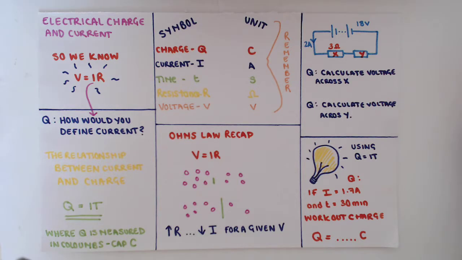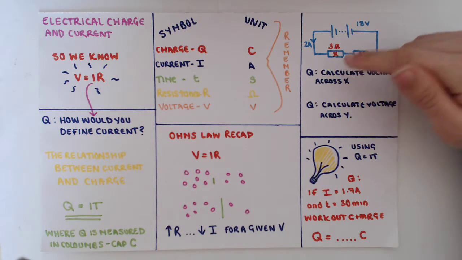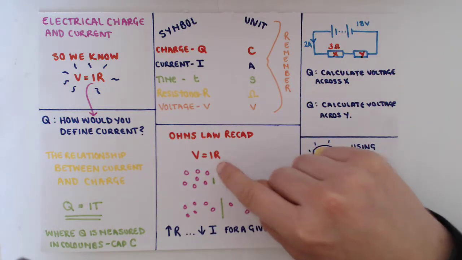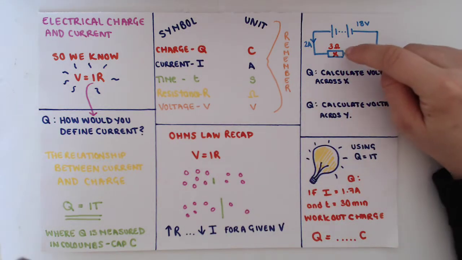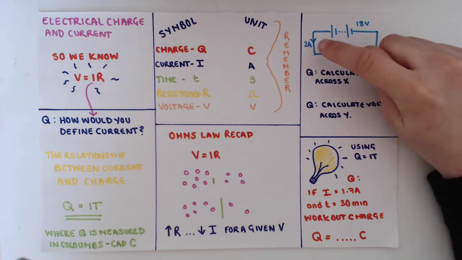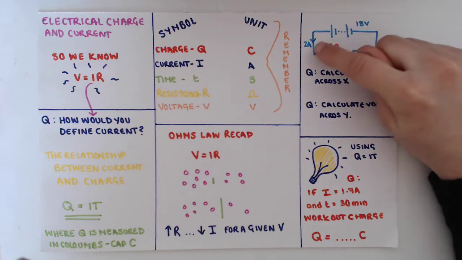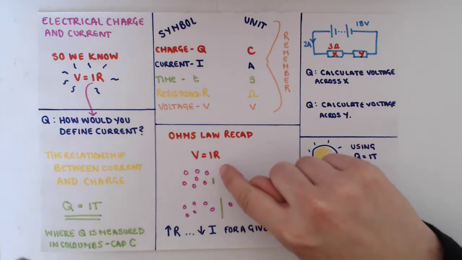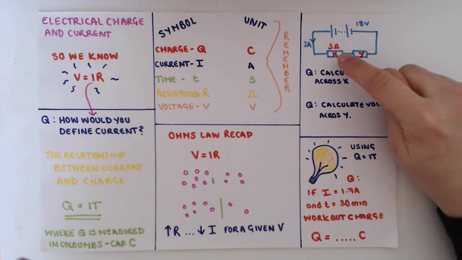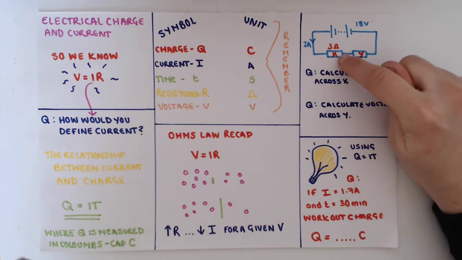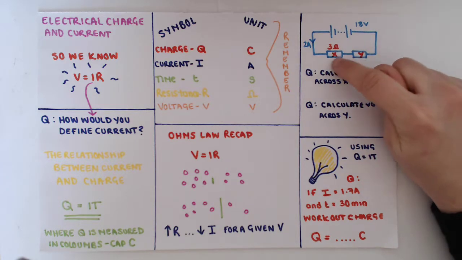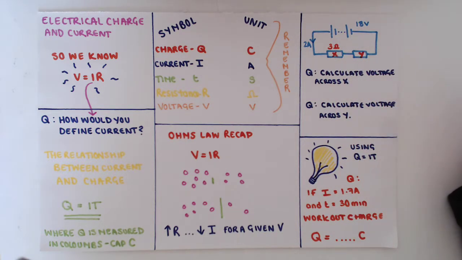Okay, hopefully you've unpaused the video now. If I want to calculate the voltage across X, I'm going to use Ohm's law. I know my resistance is 3 ohms across X, and my current is the same throughout the whole circuit, so it's 2 amps. So I have 3 multiplied by 2, using this equation here, to get 6 volts across X. Remember, voltage is shared, so the voltage here and here will be different.